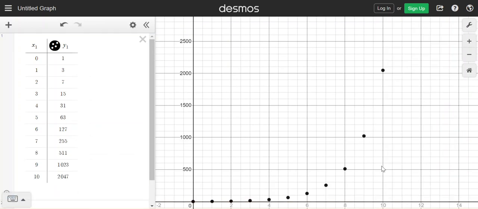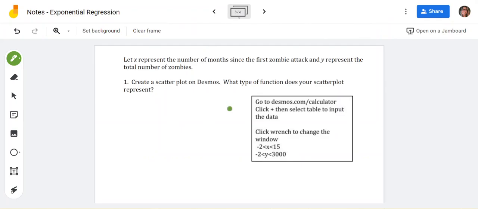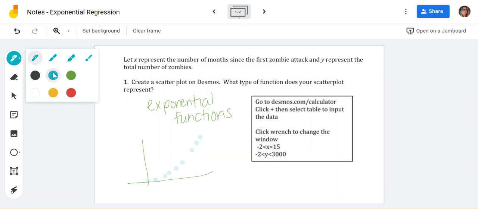Okay, so now I'm going to move it a little bit to make it a little easier to see. We can see that it's slowly increasing and then it gets more and more rapid. And if you recall, this is the same shape as our exponential functions. So our graph starts off slow and then curves up.